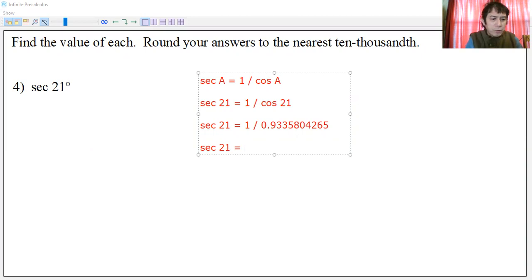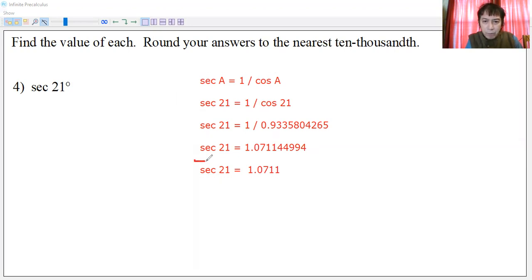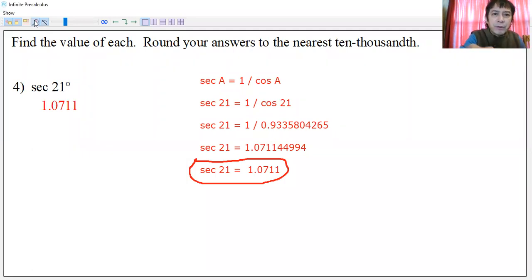And then the final answer, secant of 21, should be more than 1, of course. That's 1.071144994. And now rounded to the nearest 10,000th, that will be 1.0711. Okay, that's it. And so we have the answer 1.0711 over here. There, 1.0711.